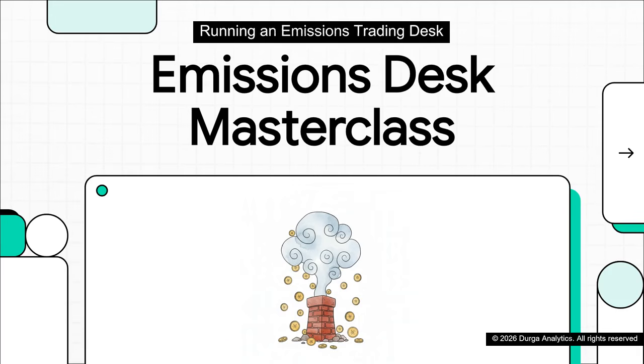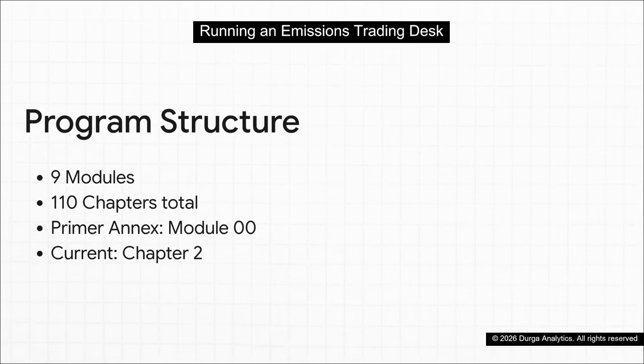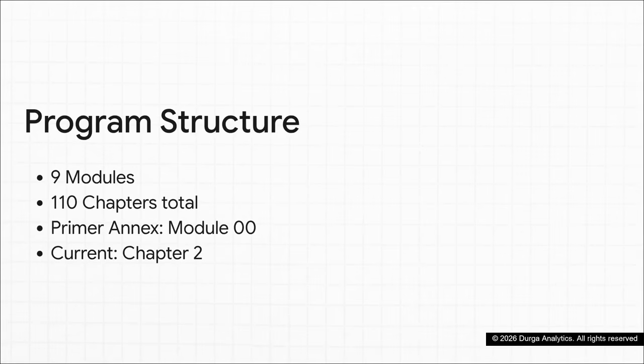In this master program, we're diving into exactly how that's done in the real world, from the actual trading mechanics all the way to the ETRM systems that hold the whole shebang together. Just as a quick reminder of our overall journey, this program spans 9 modules and 110 chapters. Keep in mind, our primer annex, that's Module 00, covering chapters 0.1 through 0.14, sits right before Chapter 1 and actually isn't counted in that 110 total. Right now, we're squarely in Module 1 focusing on Chapter 2.